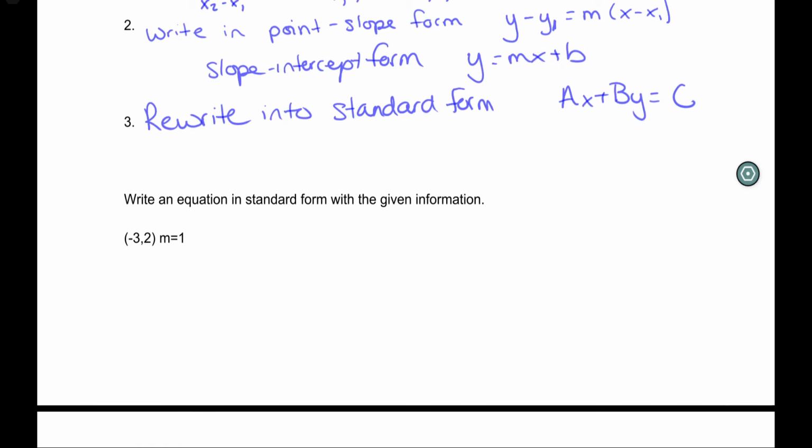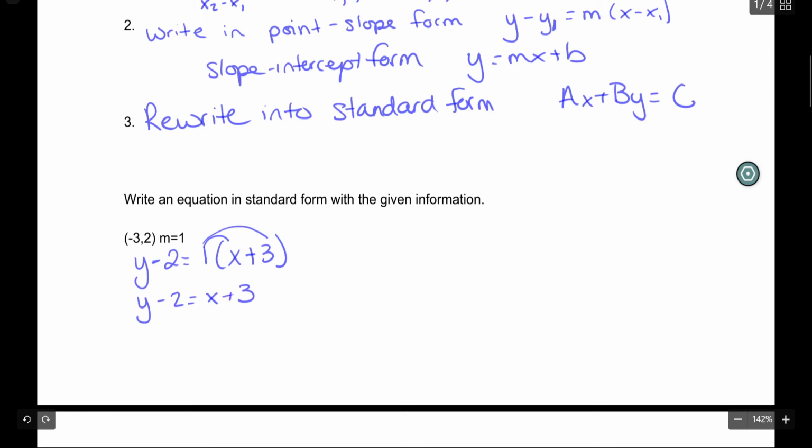Okay, so the first one, the slope is already given for us. I'm going to go ahead and write all of mine in point slope form just because I find that that's the easiest. It's less steps than trying to find your b, but your choice. Okay, y minus y1, which is 2, is equal to 1, parentheses x minus a negative 3 becomes plus 3. Then I need to distribute: y minus 2 is equal to x plus 3. And then I need to move my constants to my right-hand side and move my variables to the left-hand side. So subtract x, negative x plus y minus 2 is equal to 3. Add your 2 over. Negative x plus y is equal to 5 in standard form.